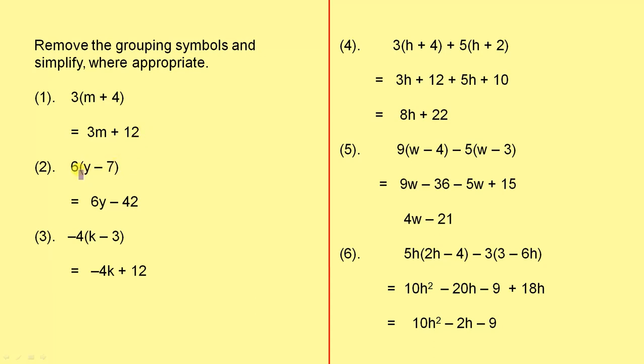Number 2, 6 outside of y minus 7. 6 times y is 6y. 6 7s are 42, and there's the minus sign. Unlike terms, that stays like that.